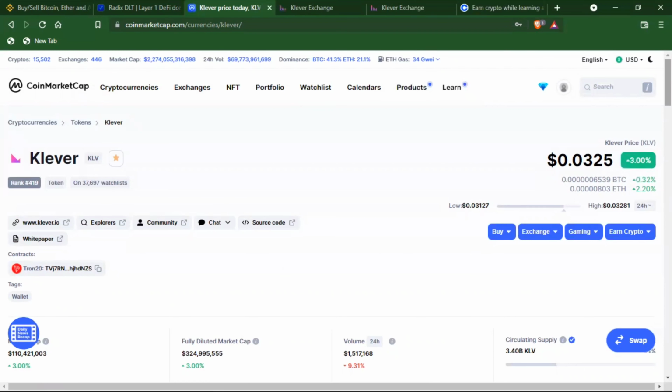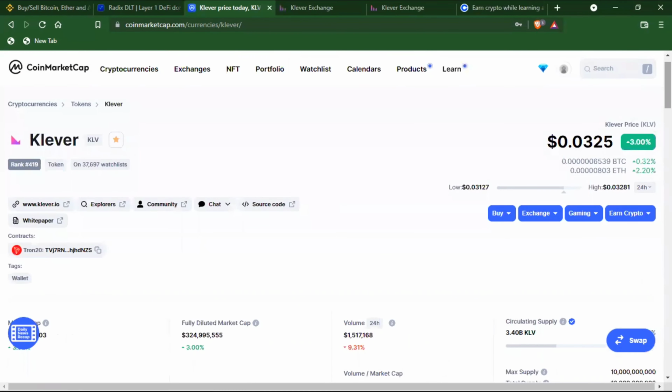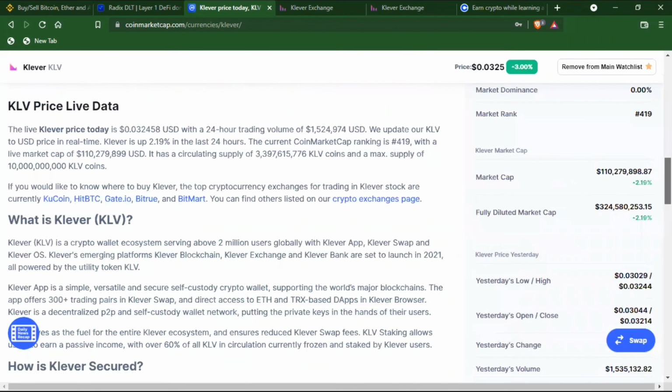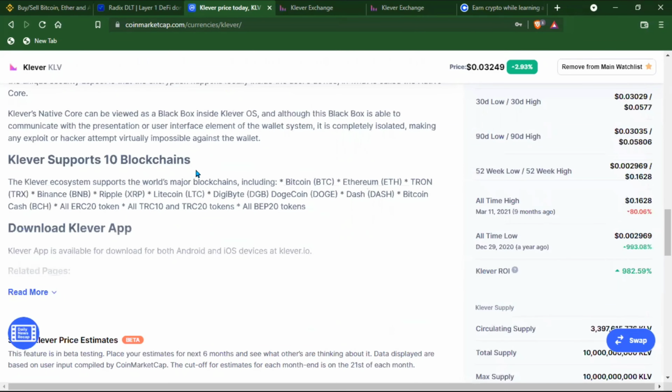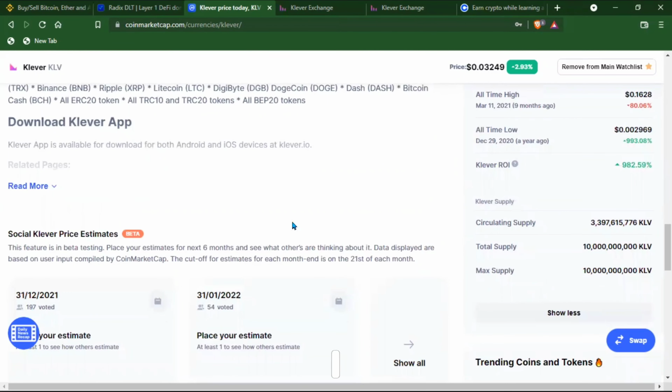And then after all of that is done, with most of these projects, you get their real website and everything on CoinMarketCap or CoinGecko, if that's what you use. So you get that on there, and then you can read a little bit about the project right here, like the price data, what is the KLV coin, what is it about, the use cases, how it's secured. Klever supports 10 blockchains, and they currently have a mobile wallet app, so you can download the Klever app right here. So all of that.